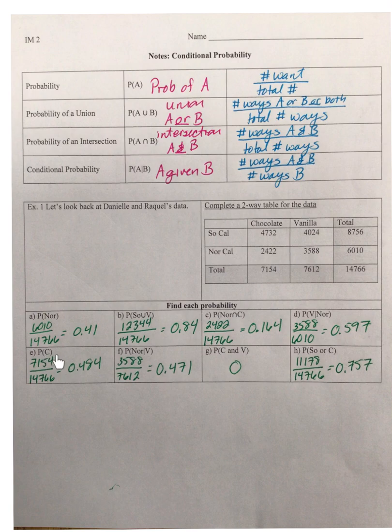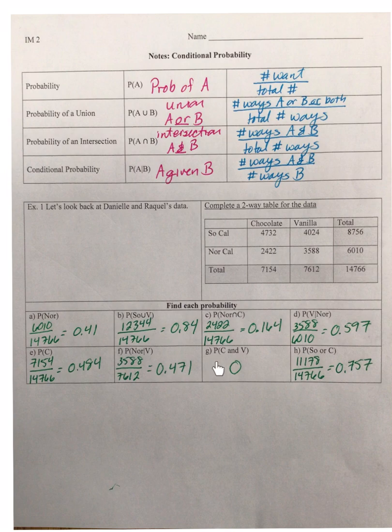All right, so this is just probability of chocolate, the total number of people that chose chocolate out of the grand total. Here's another conditional probability, NorCal given vanilla. So given vanilla, now we're only looking at the vanilla column. In this column, how many people were from NorCal? And so we have the 3,588 out of the 7,612.